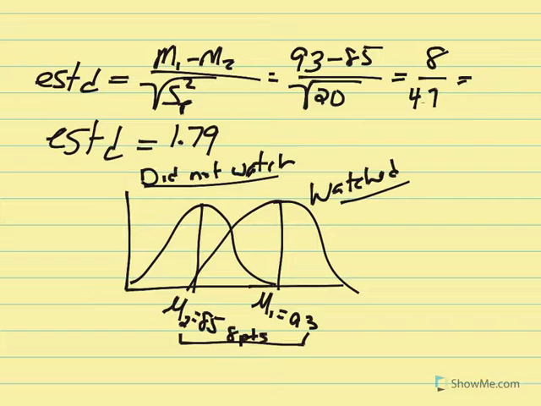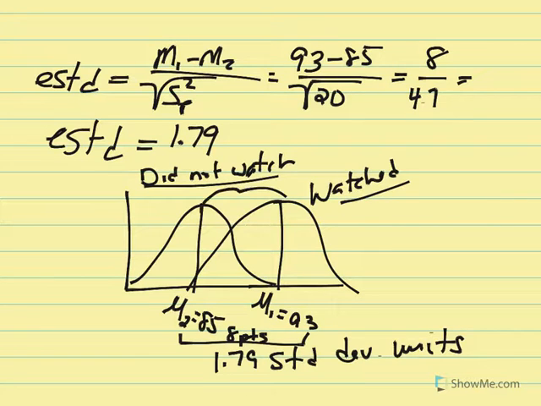In the test that they took, those who watched scored on average 8 points more than those who didn't watch as children. And now we're expressing those 8 points in standard deviation units. So the 8 points is equal to 1.79 standard deviation units. So our shift from here to here is 1.78, almost 1.8 standard deviations, almost 2 standard deviation units.